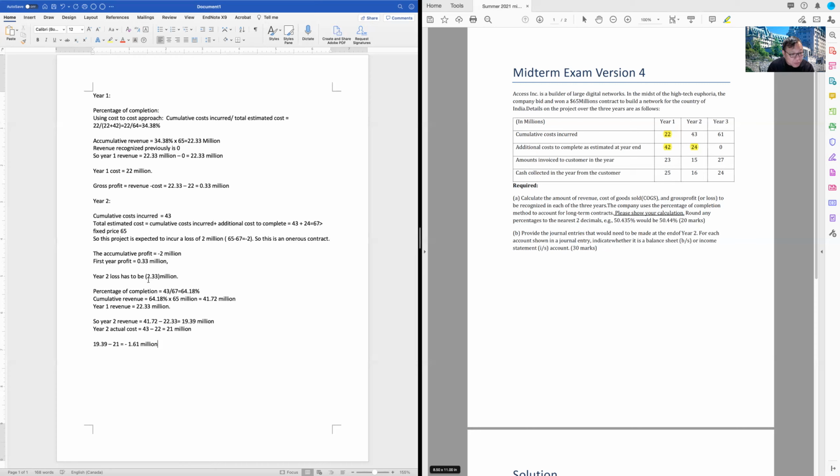But this loss should be, remember, 2.33. So the difference will be the expected future loss, okay? So the expected future loss, okay, at the end of year 2, that's going to be, okay, so that's 0.72, right? $0.72 million loss.